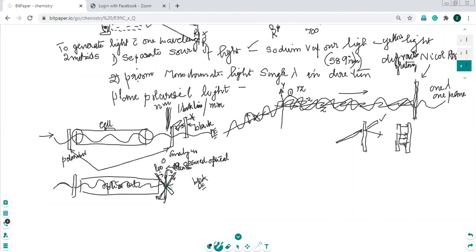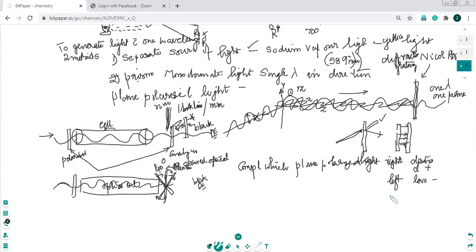Now, so this is the experiment. So those compounds which rotate plane polarized light to the right are called dextrorotatory, or D, or plus, and the one which is rotating to the left side is levorotatory, LEVO, or it is minus, short L.